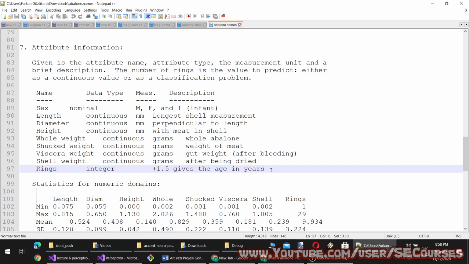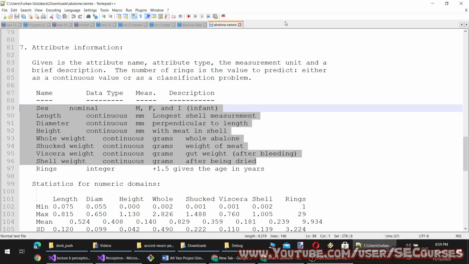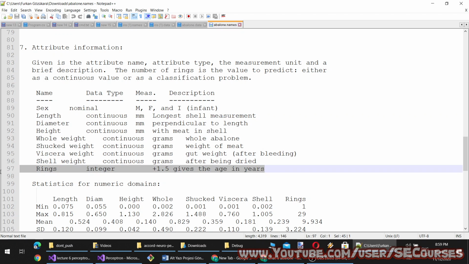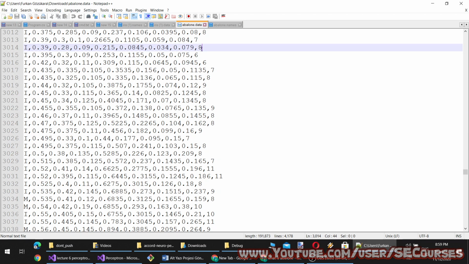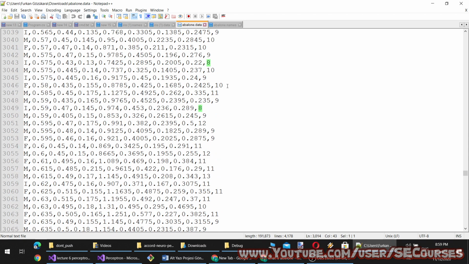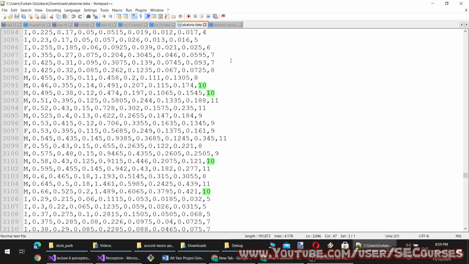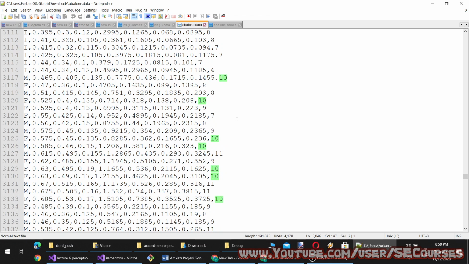Okay, the ninth attribute is the class. So there are 8 attributes, 8 features, and 1 class. You see this is the class, which is the age of the abalone. So our aim is to generate a model that will be able to predict the age of that abalone from these inputs.